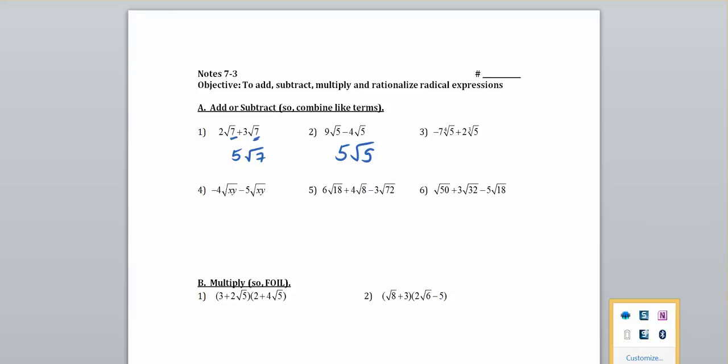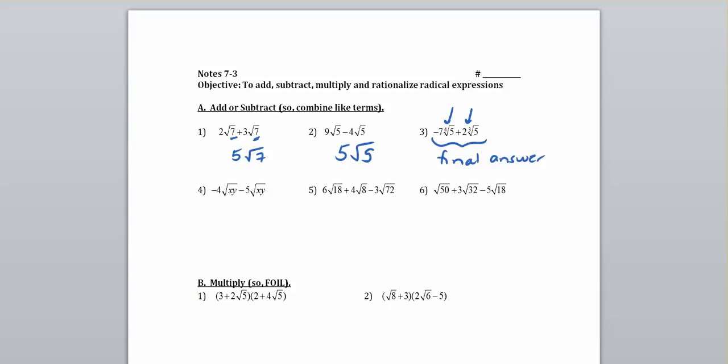If you look at number 3, it says negative 7 times the 4th root of 5 plus 2 times the cube root of 5. Now, if I look to combine those, even though those both have a radical 5, one of these is a 4th root and the other one's a cube root. I cannot combine those because they are not like terms. So this is your final answer. One is a 3rd root and one is a 4th root.